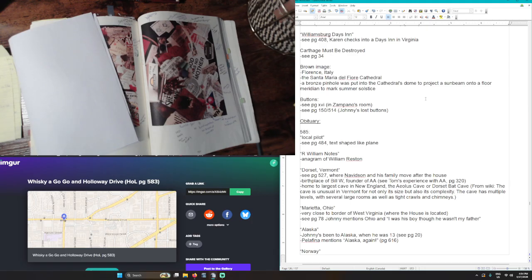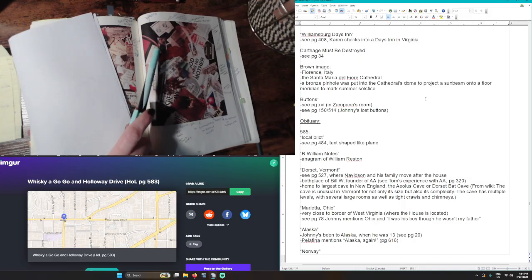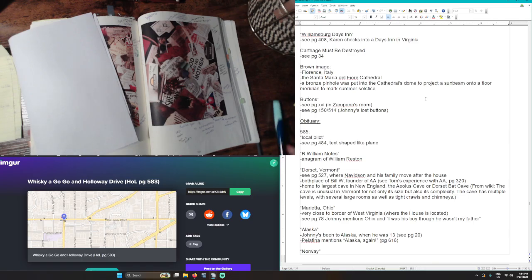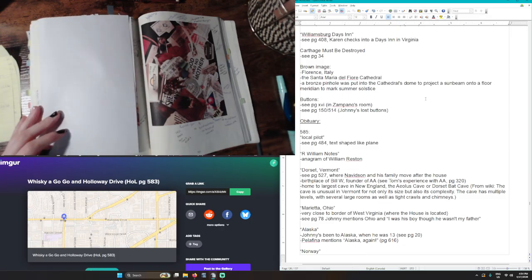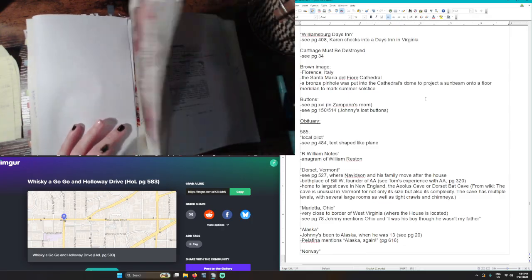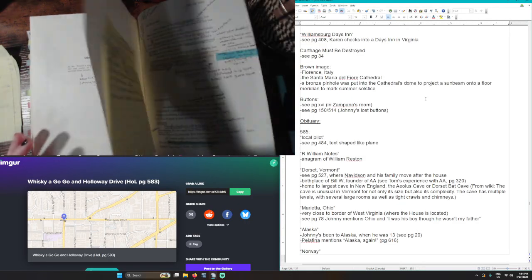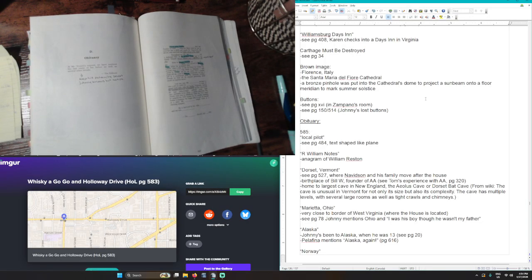Oh, that was interesting. Then we have some actual buttons up here. Buttons are found in Zampano's room. We see that in the introduction on page 16. And then on page 150, Johnny mentions his buttons, and on page 514, he loses them, I believe. Okay, we're almost done. Thank you for sticking around. The last thing we are going to talk about is the obituary of Johnny's possible father, the father who raised him.